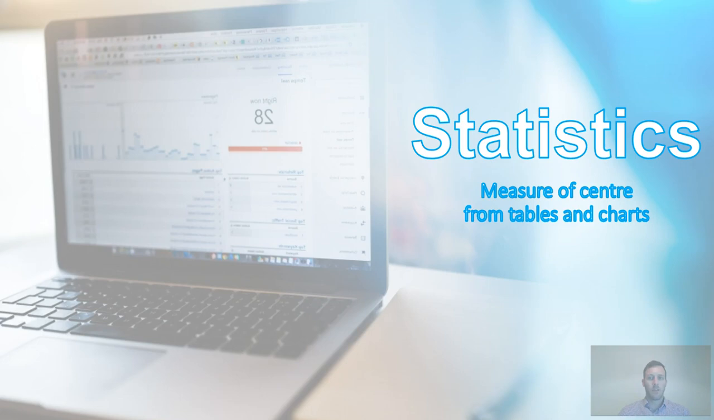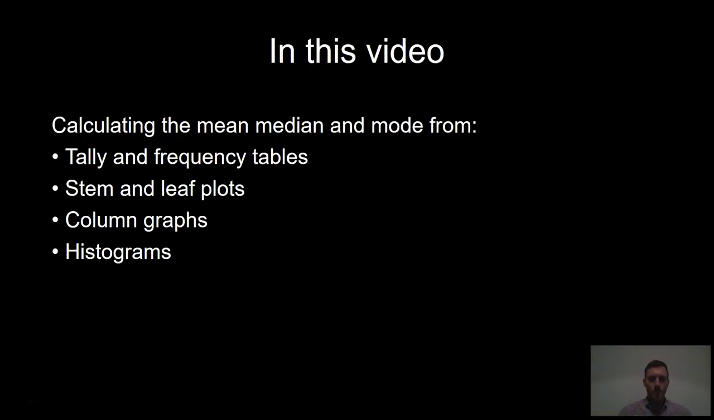In this video, we're looking at how to obtain measures of center from tables and charts. If you need further information about the measures of center or which measure of center is most appropriate for your dataset, please refer to those videos respectively. The mean, median, and mode are three numbers which help define the center of a dataset. In this video, we're looking at calculating them from tally and frequency tables, stem and leaf plots, column graphs, and histograms.